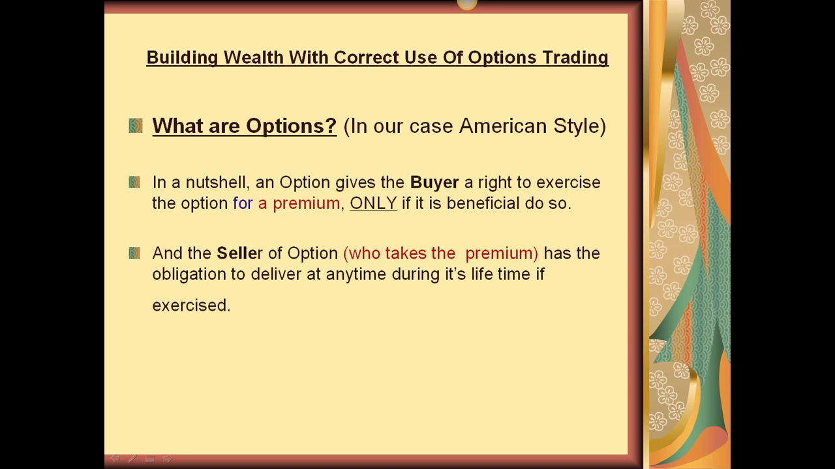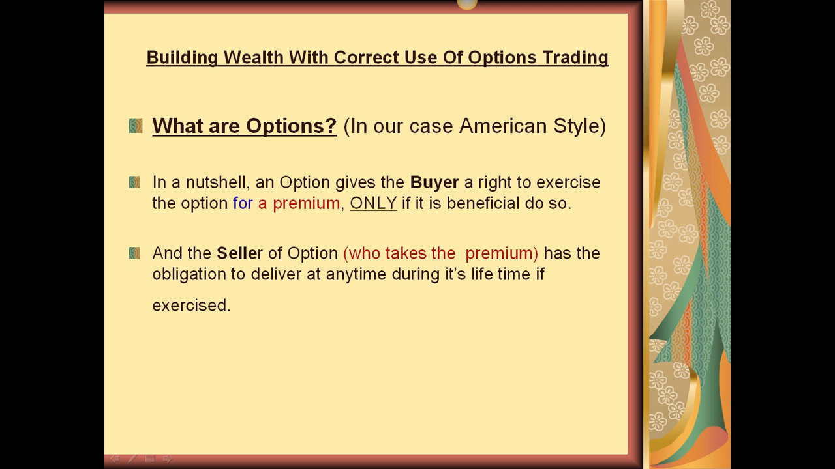So in a nutshell, the American style options are a contract where the buyer of the option, whether it's a call option if you think the market is going to go up, or a put option where you buy these if you think the market is going to decline. So the buyer of the option has to pay the premium to have that contract. And on the other side of that trade, it's the seller of the option.